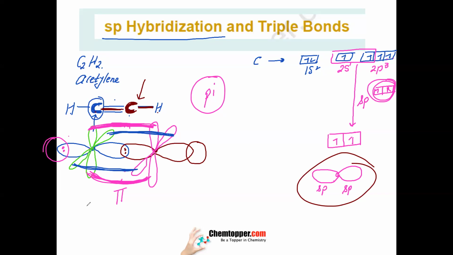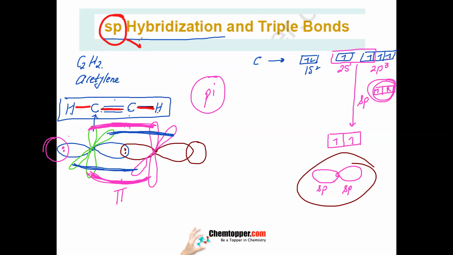So how many pi bonds are here, and how many sigma bonds in this molecule? Yug has made an error. 2 pi bonds are correct, children, but sigma bonds are 3. Let me show you all the sigma bonds: 1, 2, 3. 3 sigma bonds. Are we clear about sp hybridization?